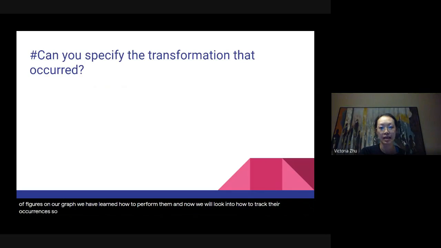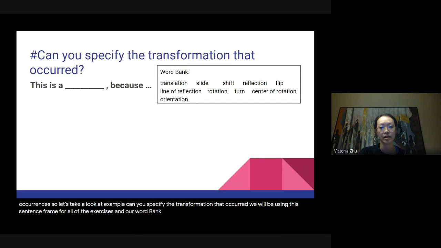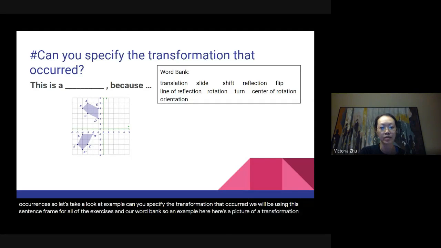So let's take a look at an example. Can you specify the transformation that occurred? We will be using this sentence frame for all of the exercises and our word bank. So an example here. Here's a picture of a transformation. We clearly see an original, A, B, C, D, E, and the image A prime, B prime, C prime, D prime, E prime. So what happened to get from the original to the image?